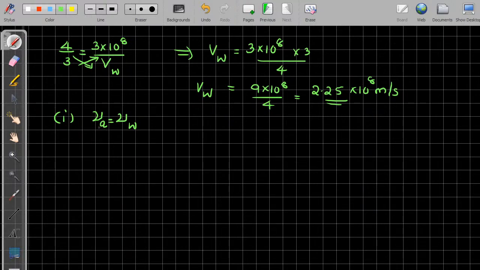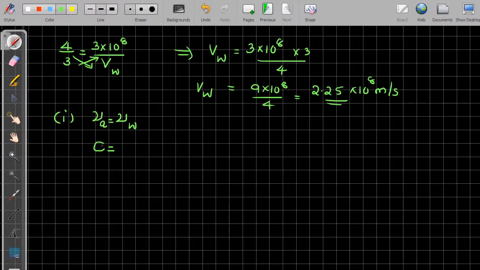So if I calculate the frequency of light in air, that will be equal to the frequency of light in water. So let's calculate the frequency of light in air. That is very easy. We know that initially the light is traveling in air, right? So in air the velocity is equal to c.